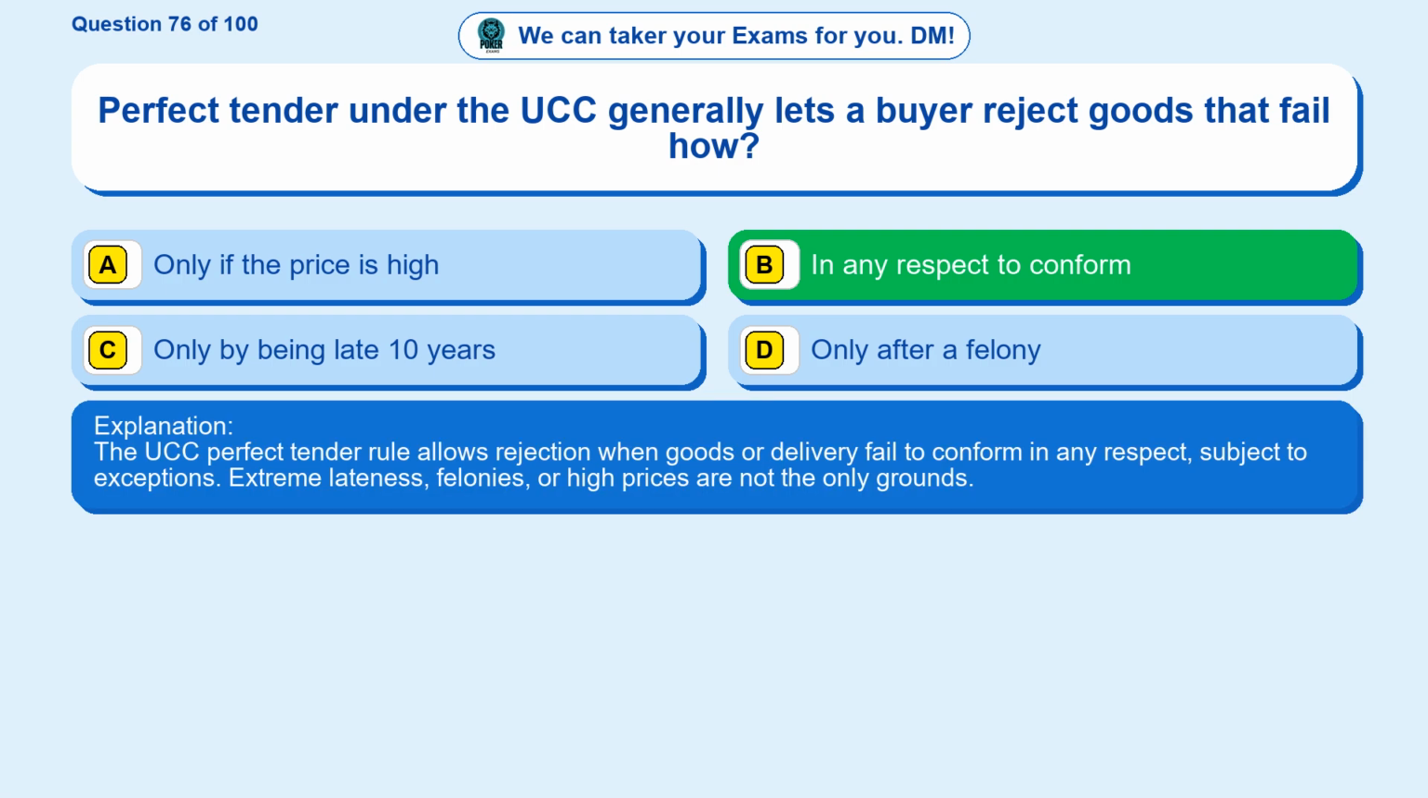The UCC perfect tender rule allows rejection when goods or delivery fail to conform in any respect, subject to exceptions. Extreme lateness, felonies, or high prices are not the only grounds.